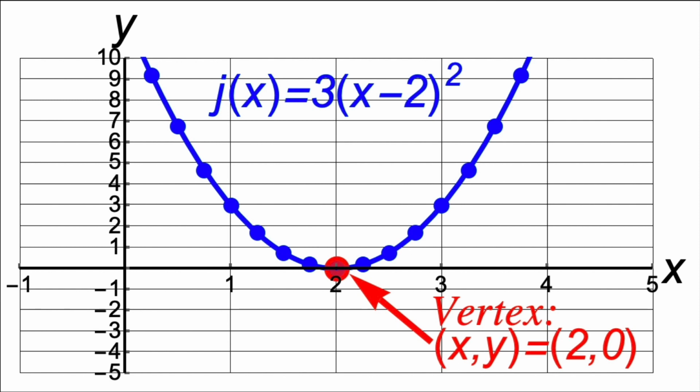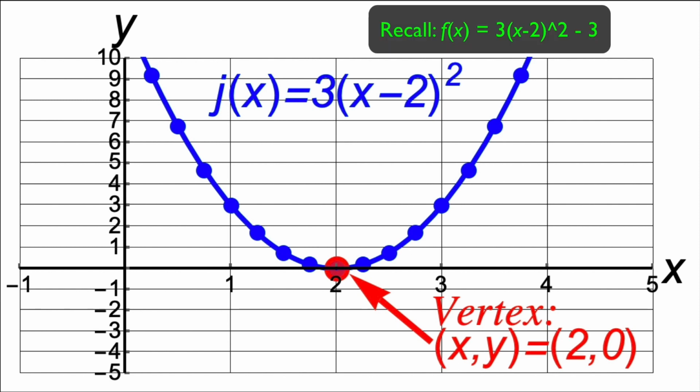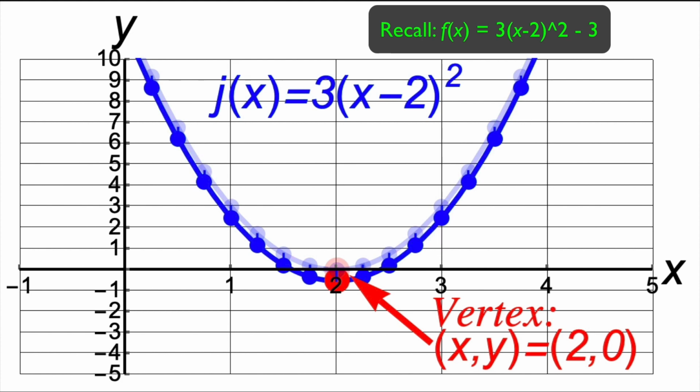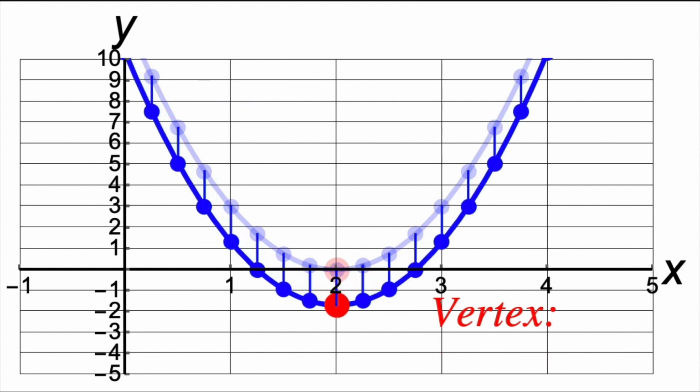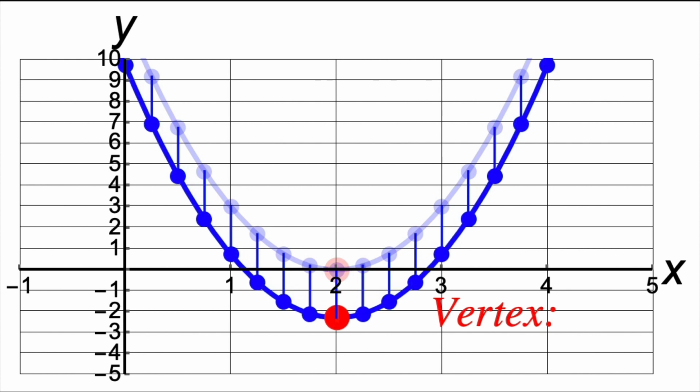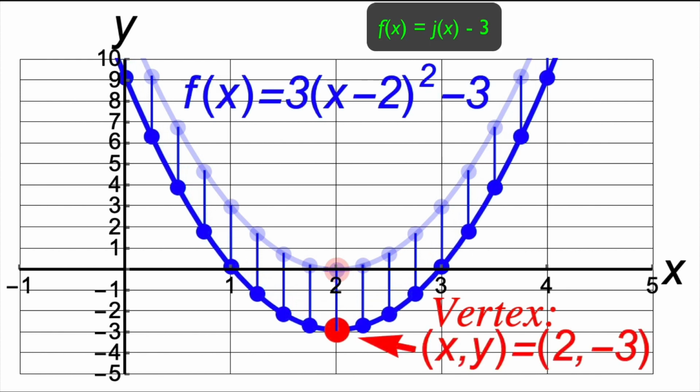Finally, to transform j of x into our original function f of x, we have to subtract 3, because the formula for f of x after completing the square had another minus 3 attached. This has the geometric effect of translating the graph of j of x down by 3 units to get the graph of f of x. For any given value of x, f of x is j of x minus 3. Each output is 3 units lower.